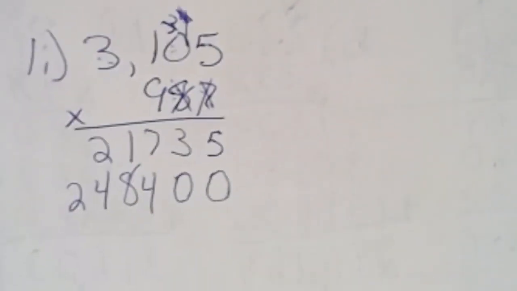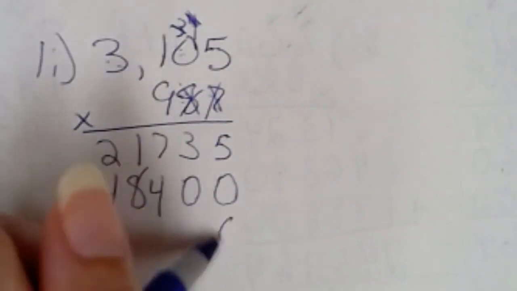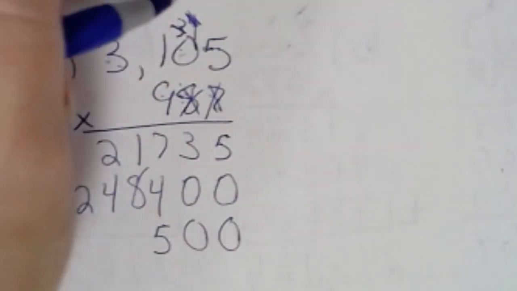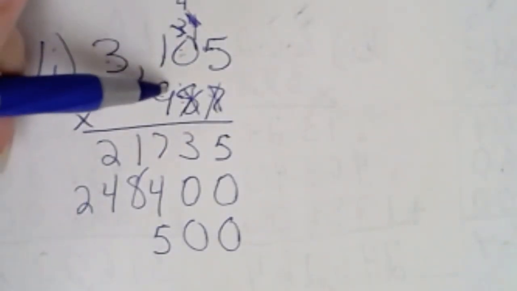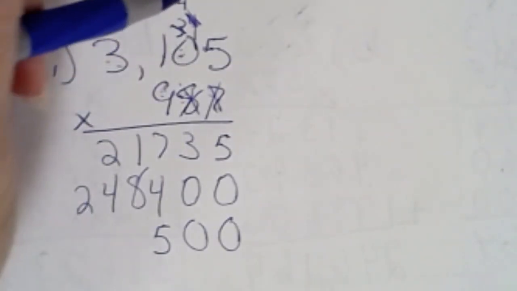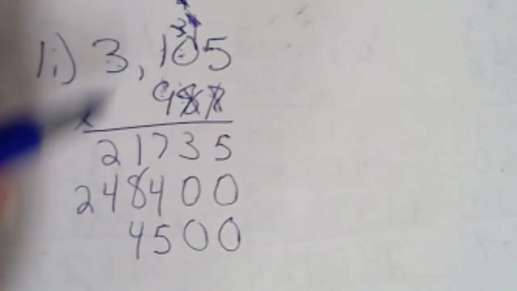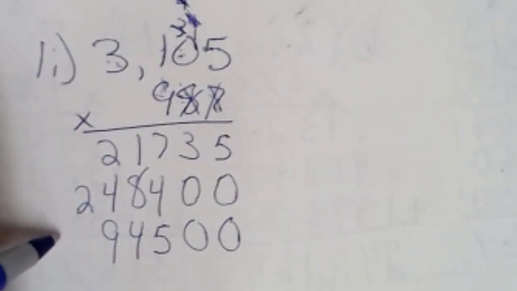24. We're done with our tens digit, so we're going to put down 2 placeholders when we move to our hundreds digit. 9 times 5 is 45. We put down a 5 and carry a 4. 9 times 0 is 0, plus 4 more is 4. 9 times 1 is 9, and 9 times 3 is 27.